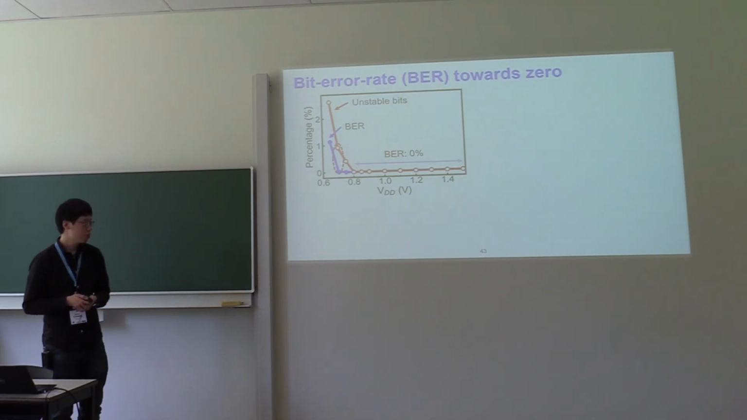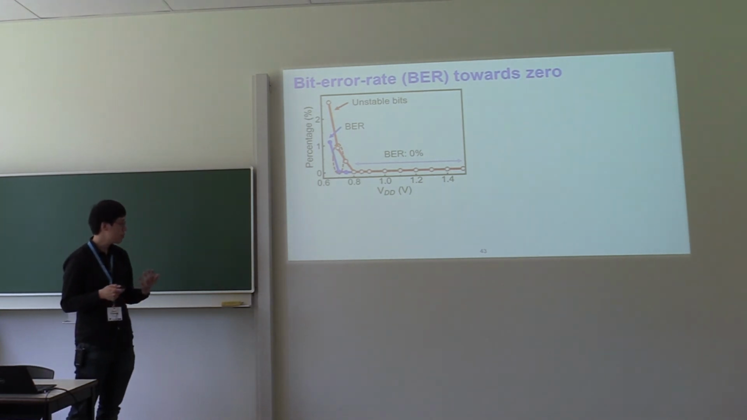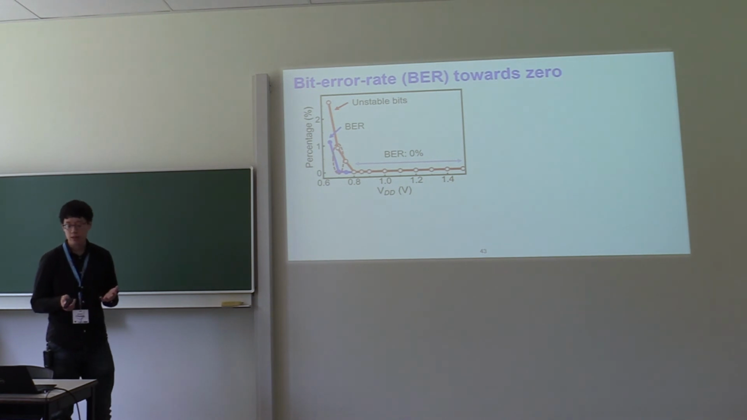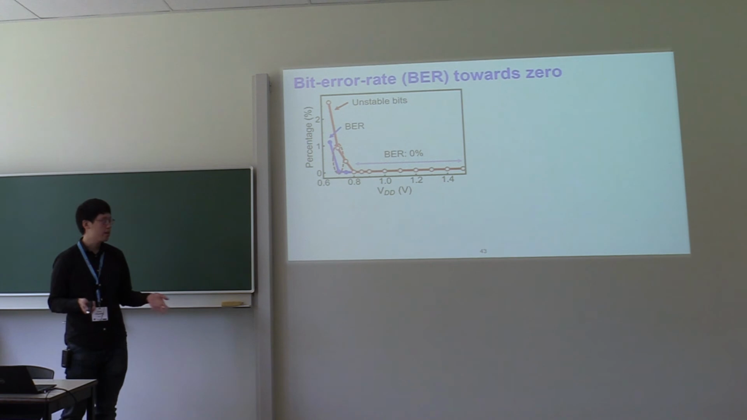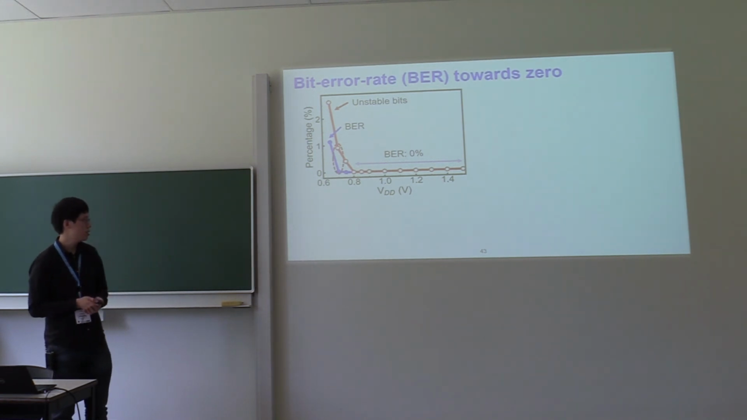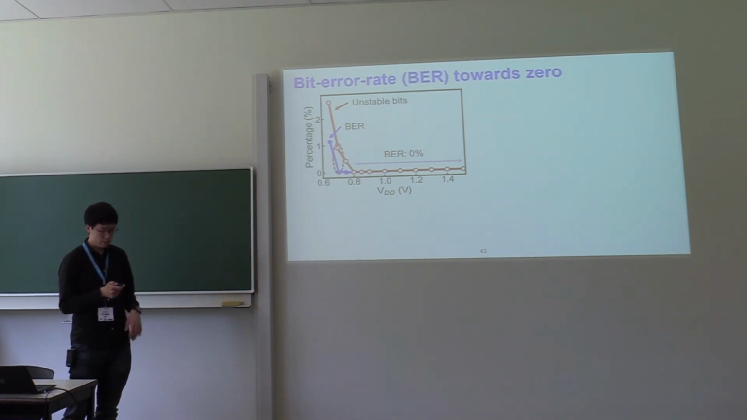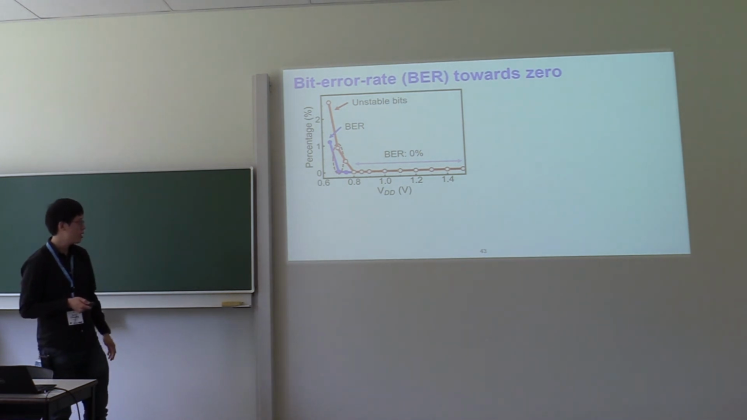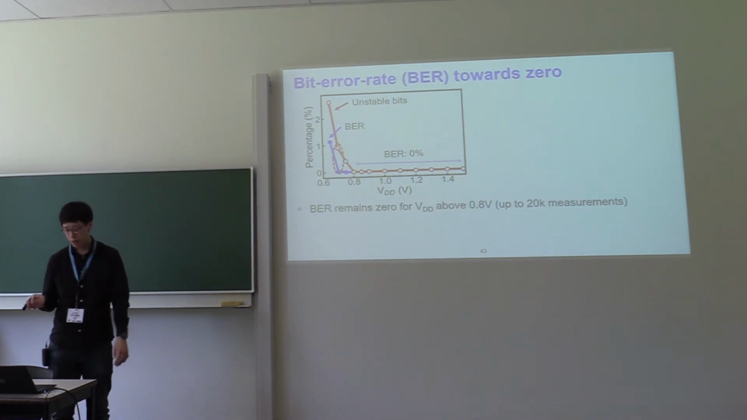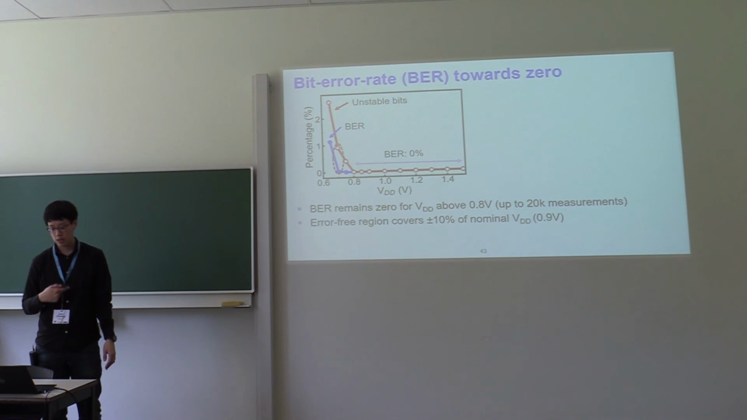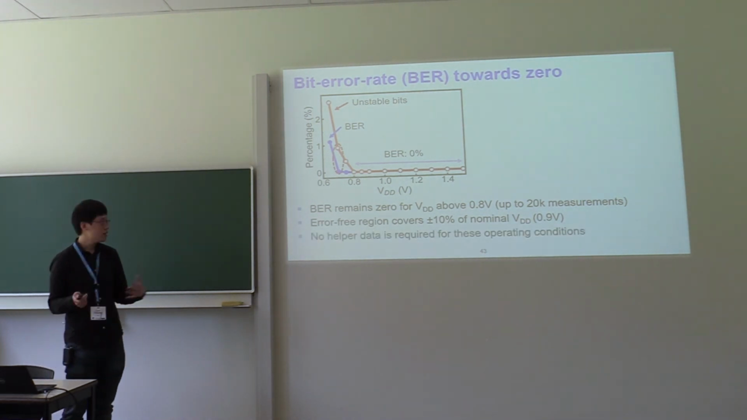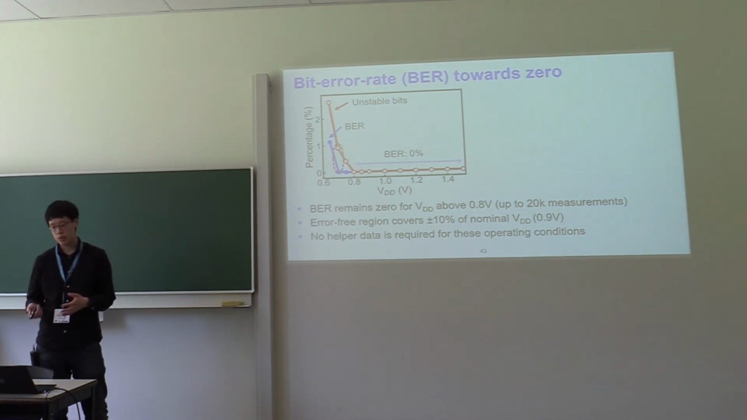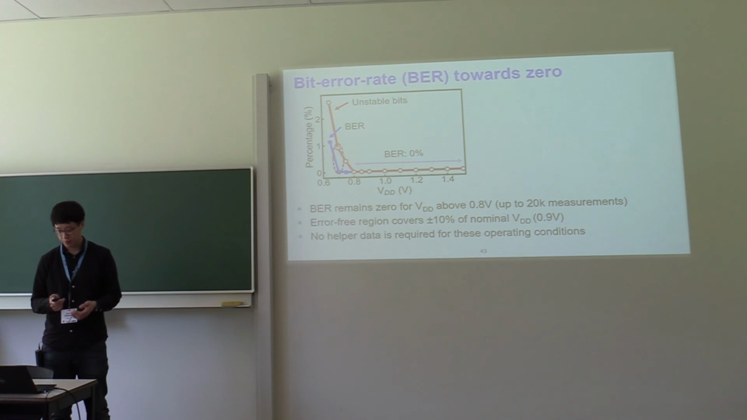For the measurement results, of course we care about the bit error rate of these PUF bits. So we measured multiple times and under different supply voltages. And you see for most of the cases, with a voltage higher than 0.8 volt, we have 0% bit error rate, so it's completely stable in these cases. And also in these cases, because it's completely stable, we don't need helper data to do error correction. So it's what we want actually.